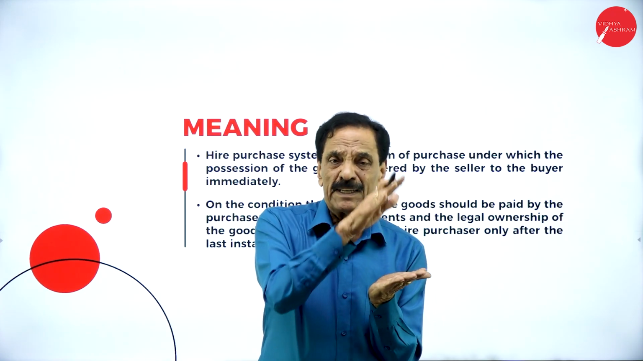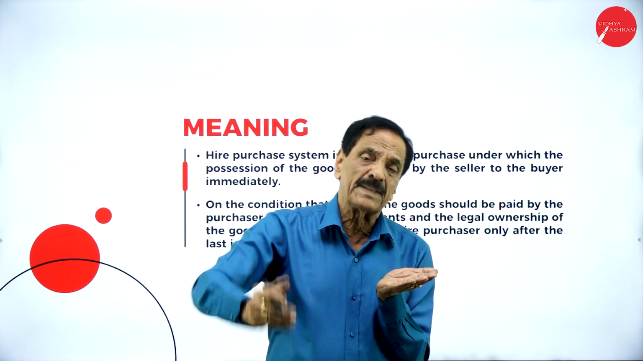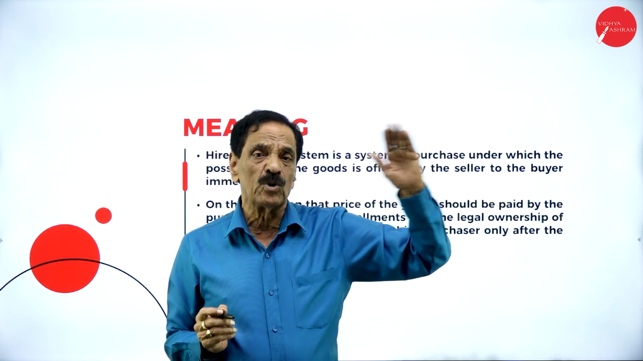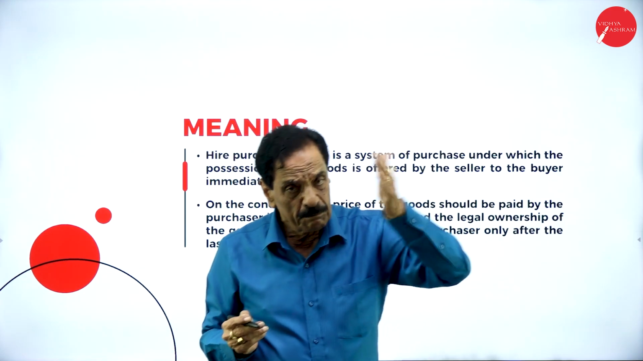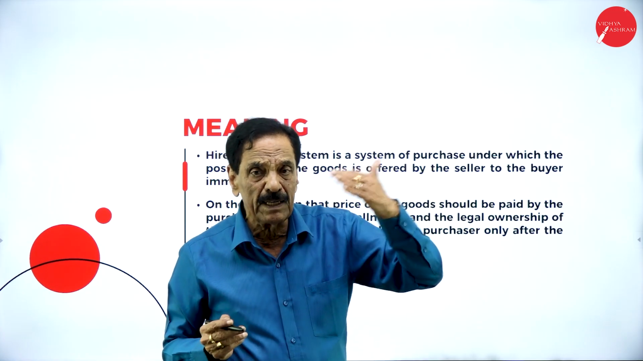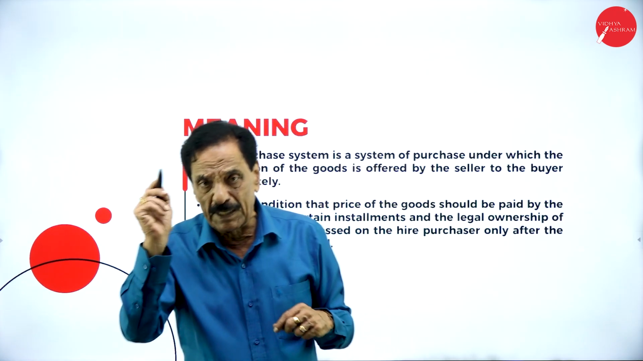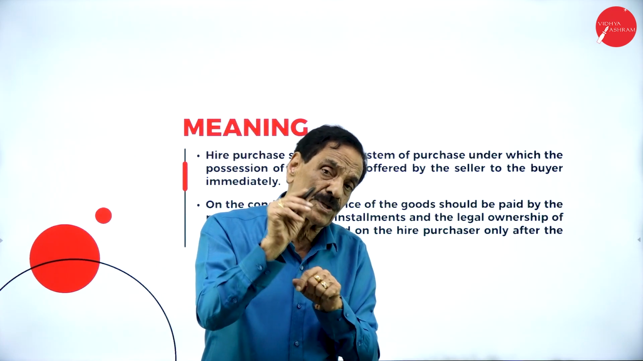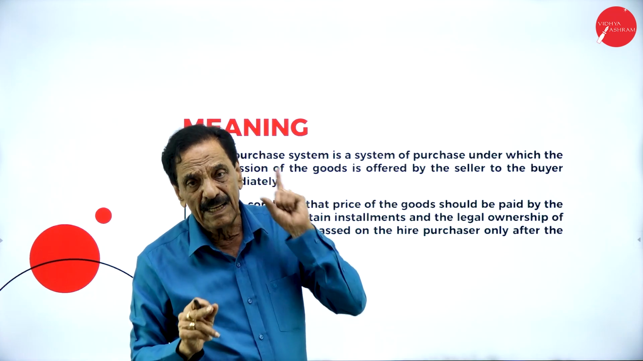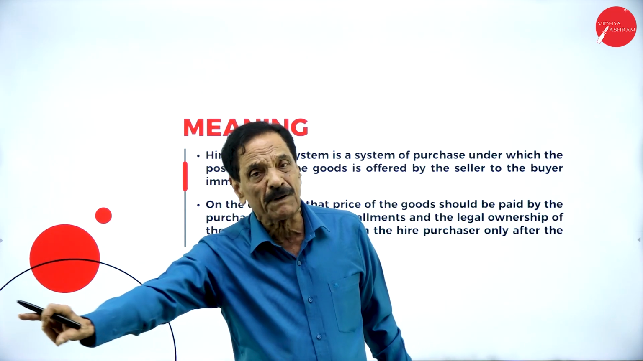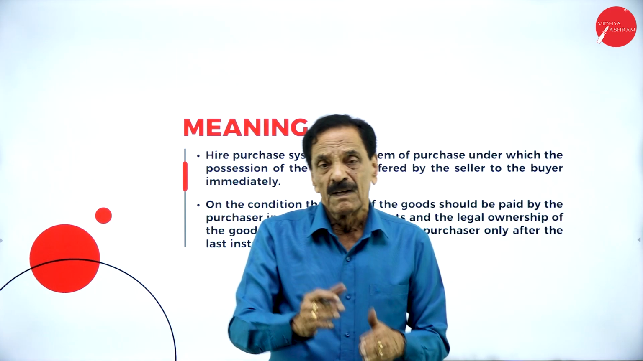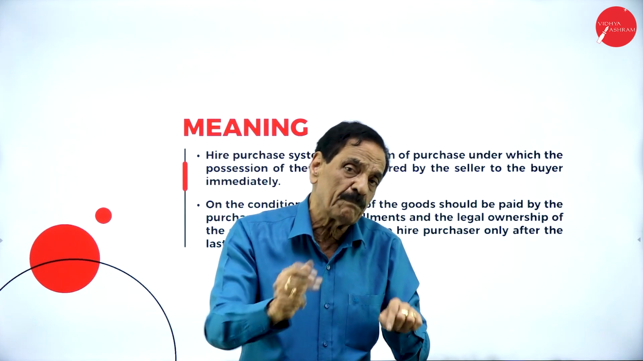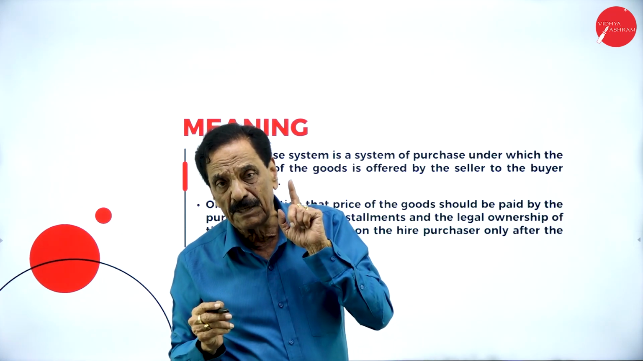Assume that they paid the down payment and they will ask you to pay the remaining balance in 3 installments with interest. So every installment includes principal money plus interest. Till the last installment is paid, the ownership of the goods will not pass. Till then, the legal ownership lies with the seller, not with the purchaser. But the goods pass on the date of the down payment, from seller to the buyer.